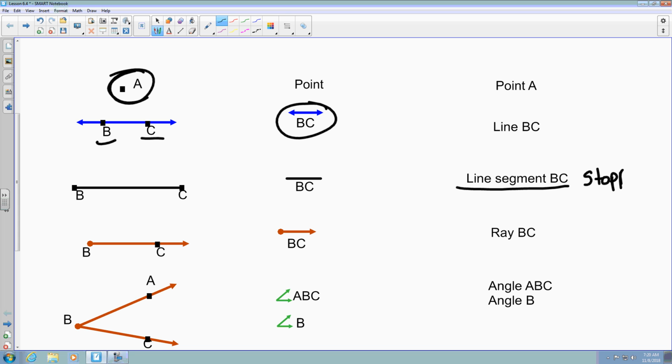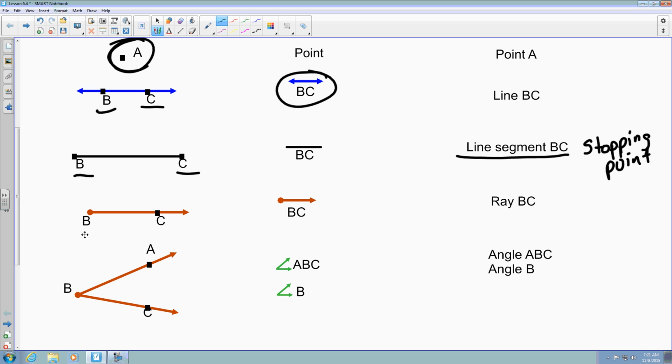So if you're ever asked what's the difference between a line and a line segment, lines go on forever in both the left and the right direction. Line segments have an actual stopping point. In this case, the stopping point was between B and C in this particular example.